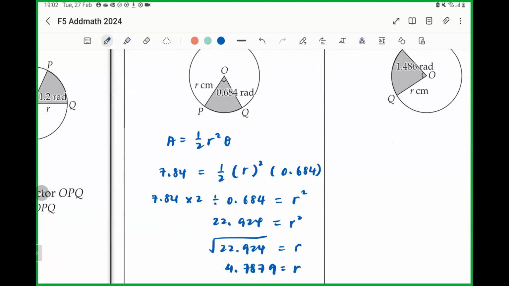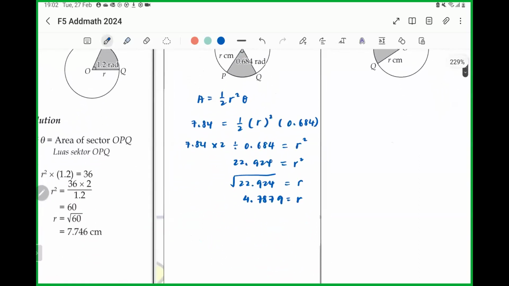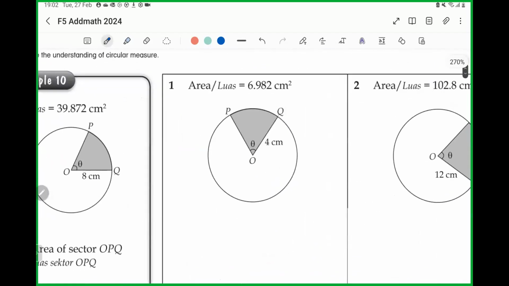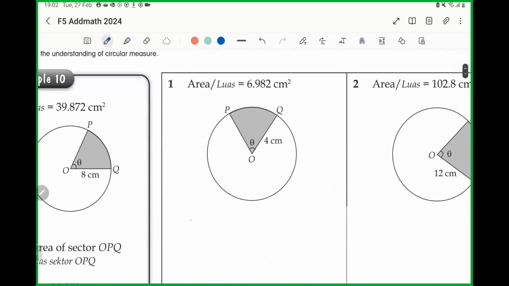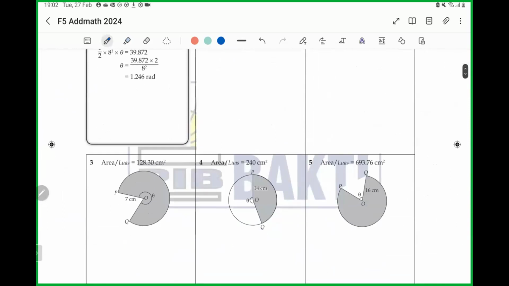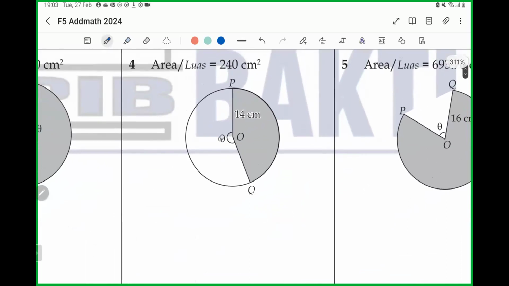Correct. 4.788 can also, at least 4 numbers. Okay, no problem. Sounds like everyone is okay. Easy one. So if the question asks you to find the angle, then we do the same thing also. Use the same formula. Let me choose another, more difficult one. Let's see this one. In order to get the angle for the white color side here, you will need to find this angle first because the area you have is actually the shaded region. So we use this one to find the angle over here first.